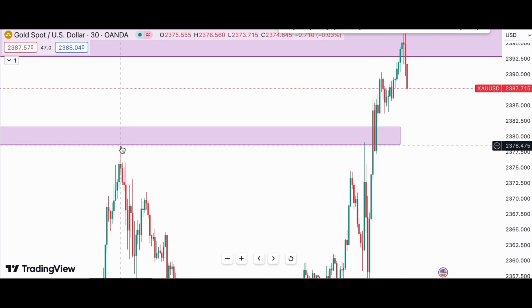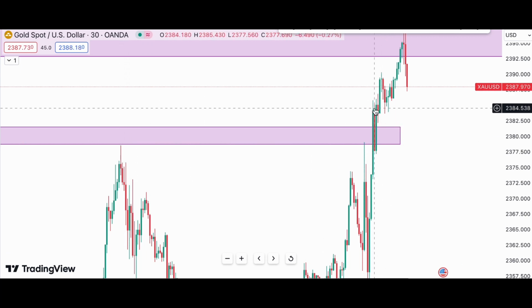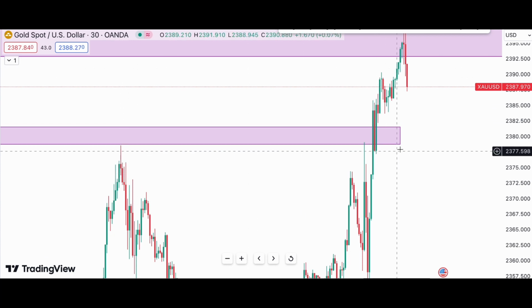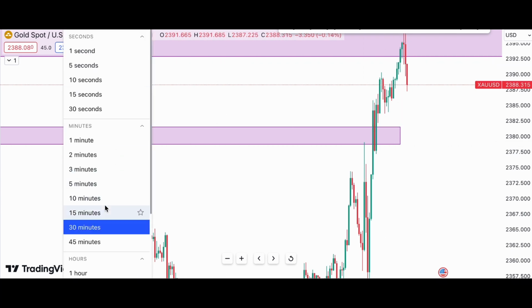Since we have two resistances here, then we have a rally, base, rally. So this is another one of our killer setups. This is one of our F5 killer setups here.